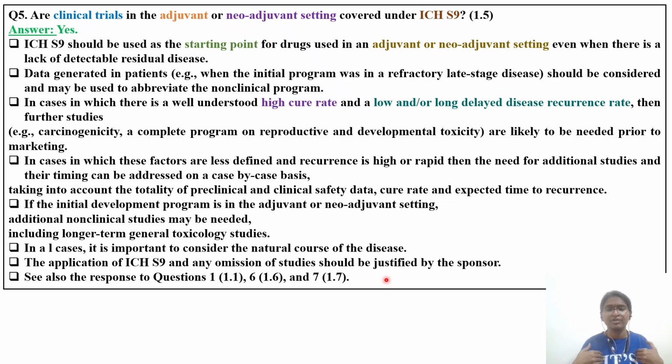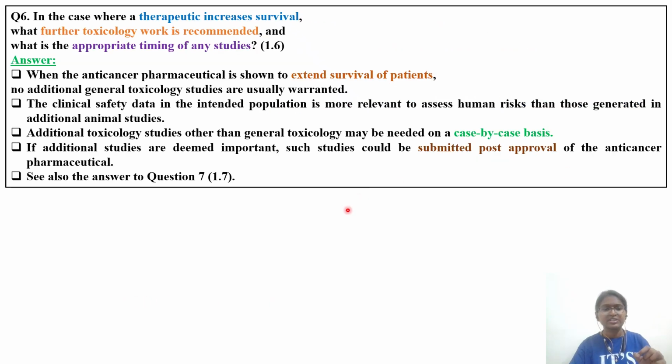If they are not doing a fertility study, I'll justify it stating that the effect of this particular drug on the male reproductive system and female reproductive system has been covered under the repeat dose toxicology study. Like that, I have to justify. Okay. So stop here and read these particular sections also. Then we'll see question number 6.